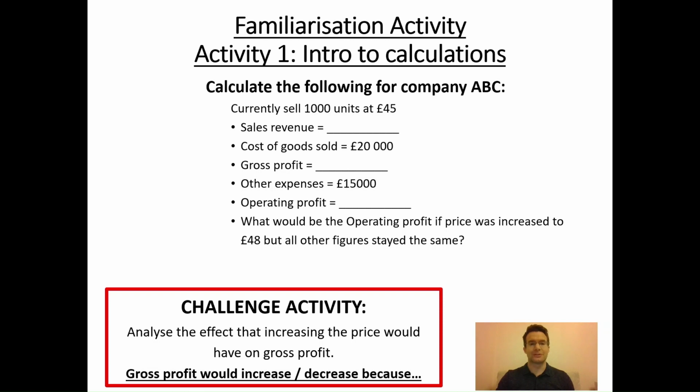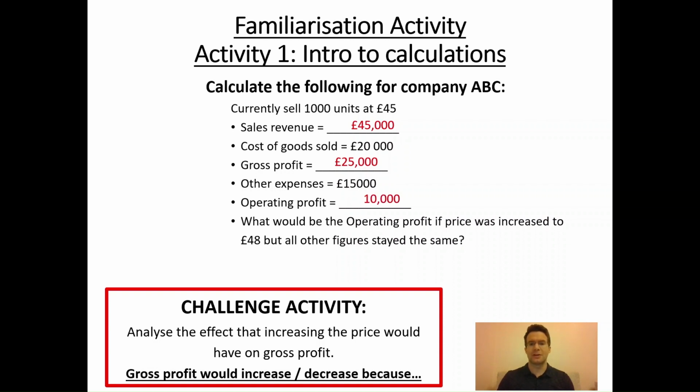So the question was to calculate the following for company ABC. This is a made-up company. They currently sell 1,000 units of £45 each. So that makes the sales revenue 1,000 times 45, 45,000. The cost of goods sold was 20,000, which means that the gross profit would be 25,000. Other expenses being 15,000 leaves us with an operating profit of 10,000.